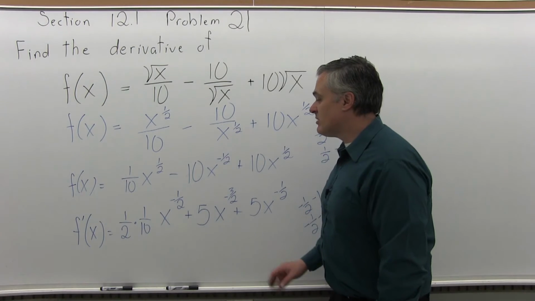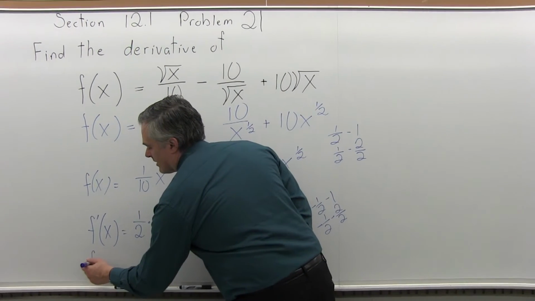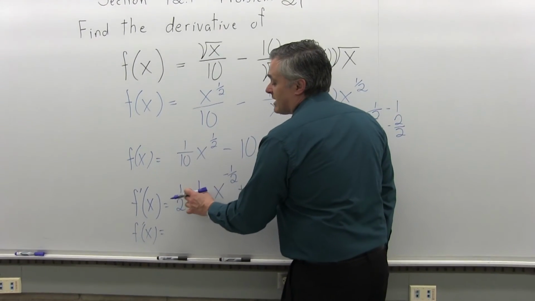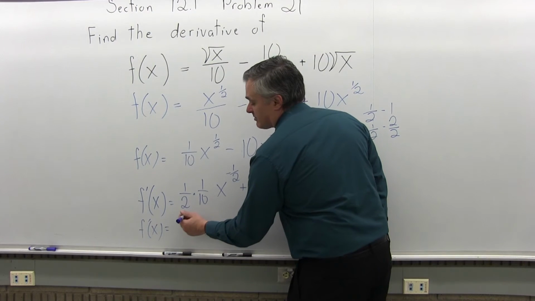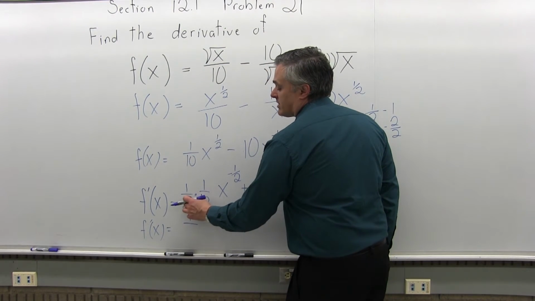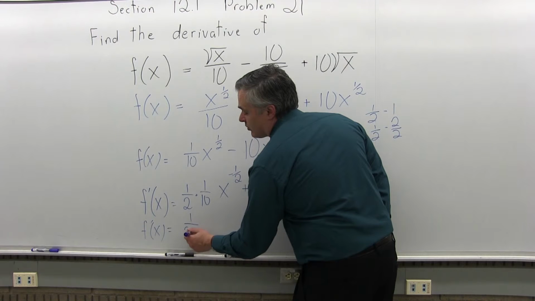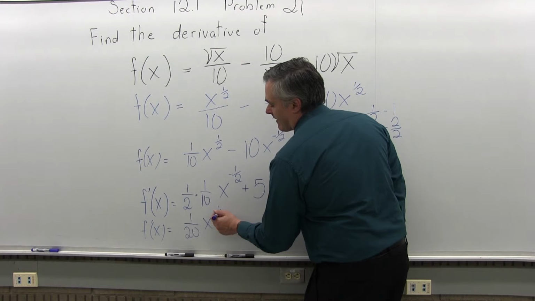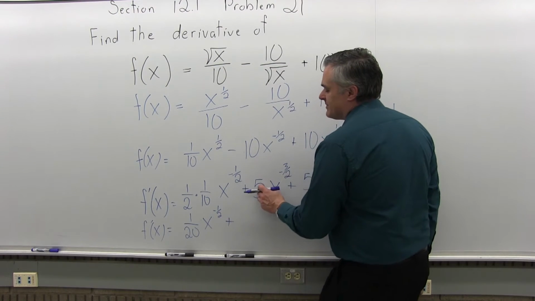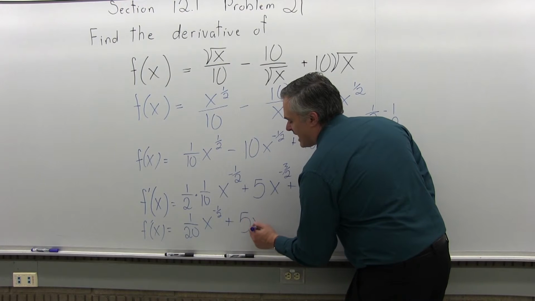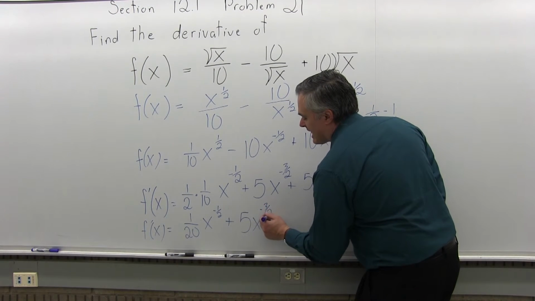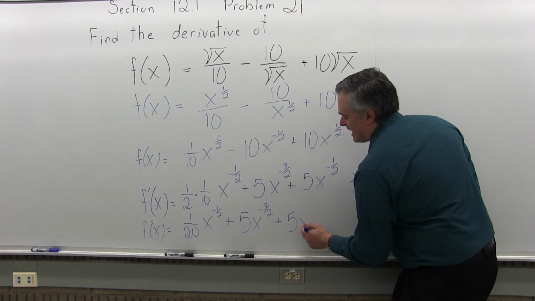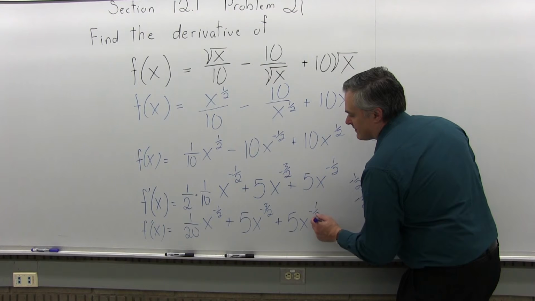Now let's clean things up a little bit. F prime of x equals 1/2 times 1/10. So with our fractions, we're going to multiply top times top. 1 times 1 is 1. Bottom times bottom, 2 times 10 is 20. So I have 1/20th x to the negative 1/2 plus 5x to the negative 3/2. I don't have to simplify that much. Plus 5x to the negative 1/2.